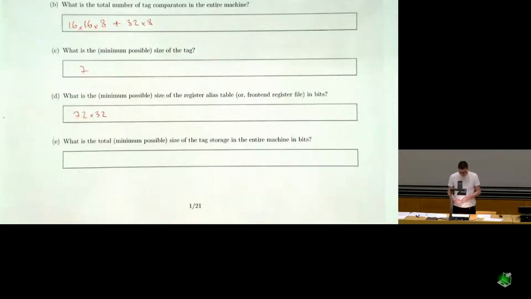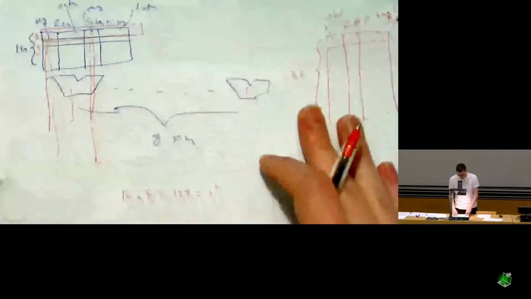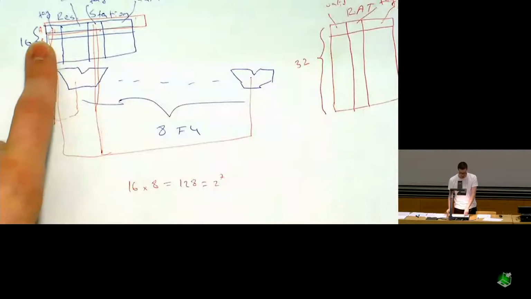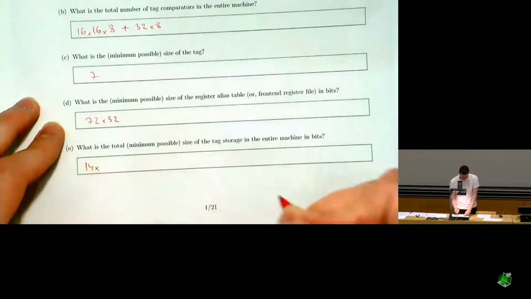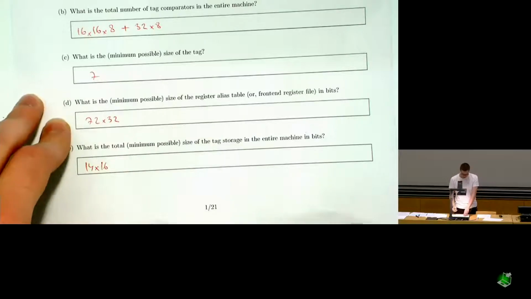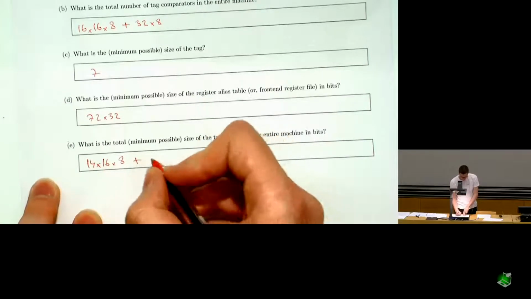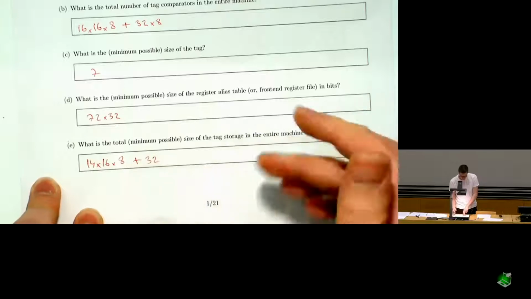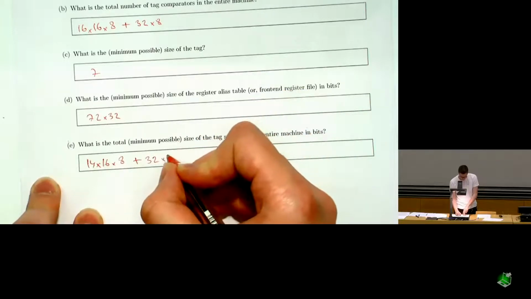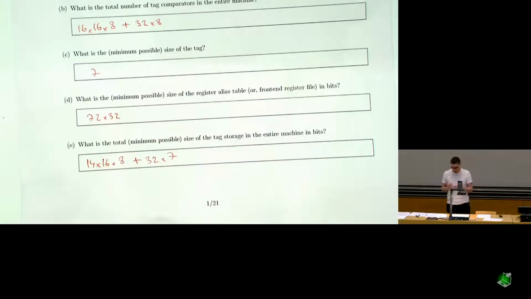And then the last part is, what's the total size of the tag storage in the entire machine in bits? So it only asks about tag storage right now. So we should include the tag storage in the register alias table as well as in the reservation stations. So in the reservation stations, we have 2 tags per entry, right? So it is 14 bits because we know the tag is 7 bits. So it is then 14 multiplied by 16, because we have 16 entries per reservation station, and there are 8 of them, right? So this is the tag storage for the reservation stations, plus the tag storage for the register alias table, which is 32 multiplied by 7, right? We have only 7 bits in each entry, okay?